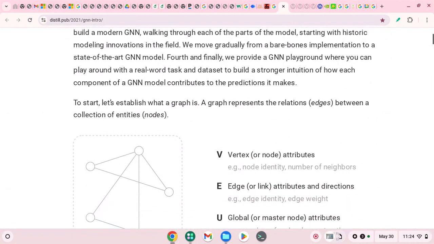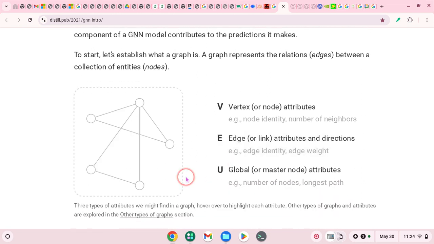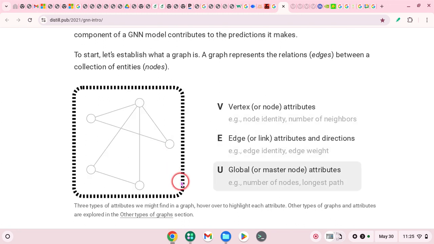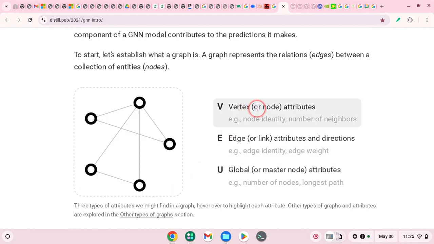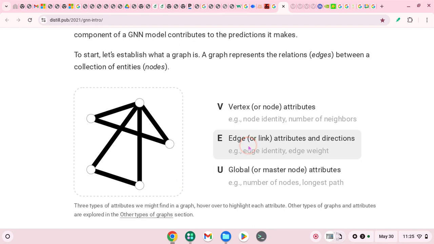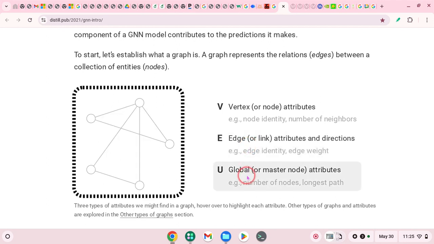A graph is a representation with relations between a collection of entities. These entities are known as nodes, and the relations between the nodes are embedded in edges, and it is collectively termed as a graph. So these are the nodes, these are the edges, and these are collectively denoted as a graph. V is for vertex or node, E is for edge, and U collectively termed as a collection of interconnected nodes.